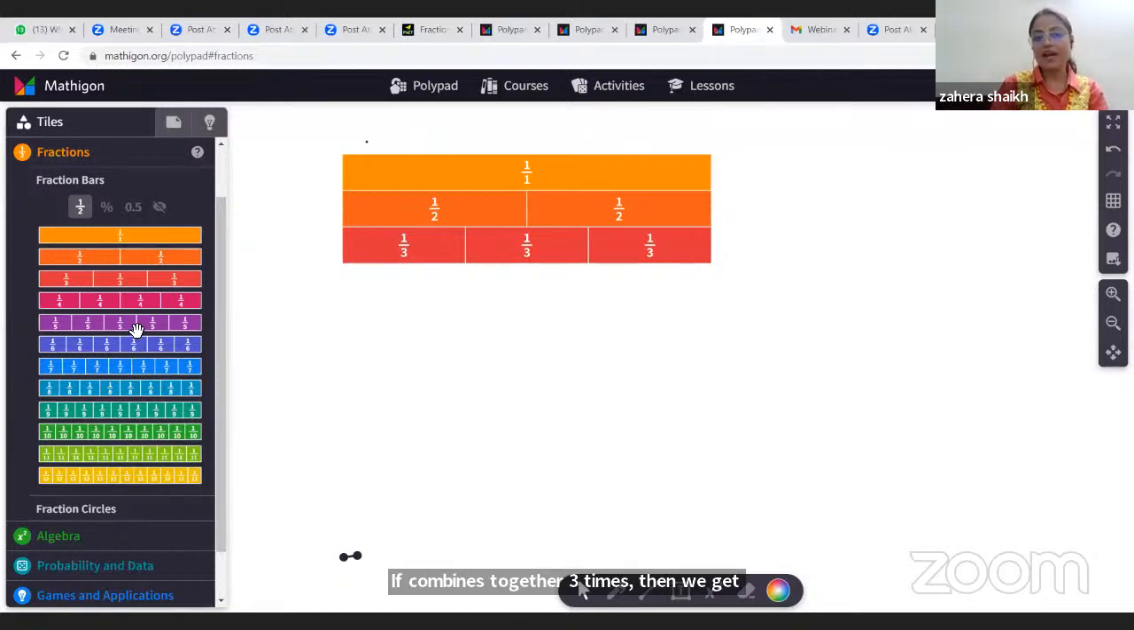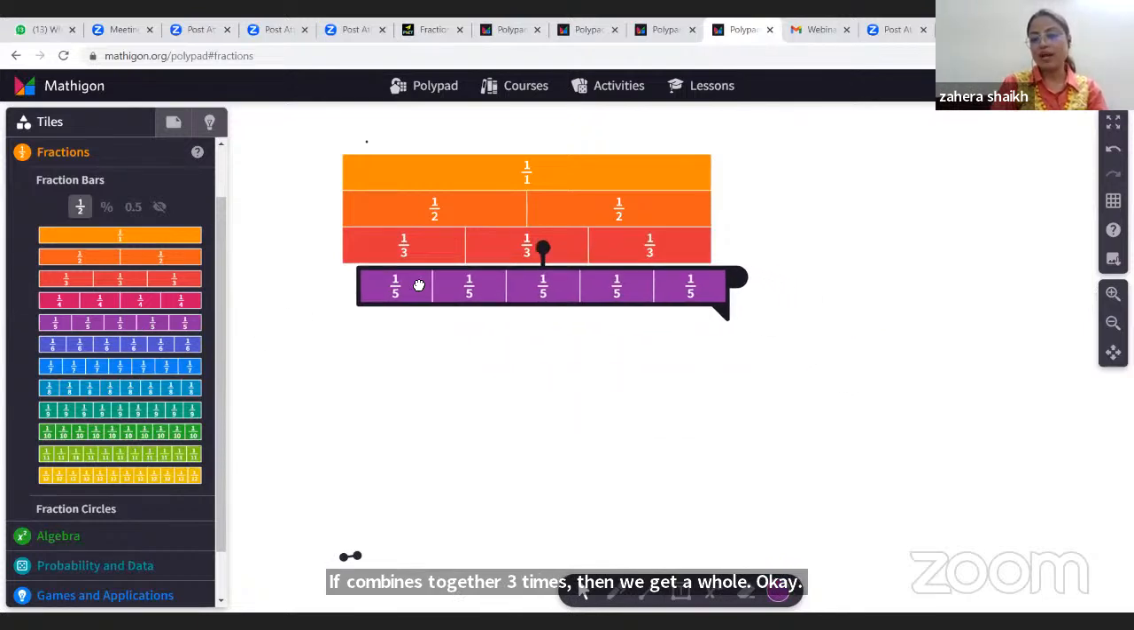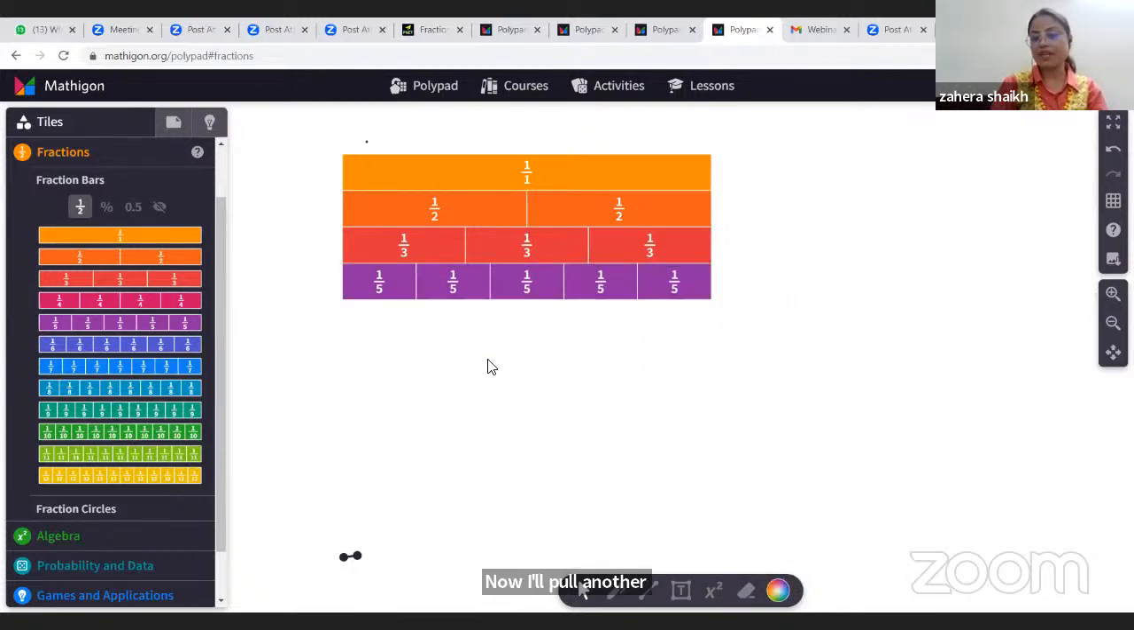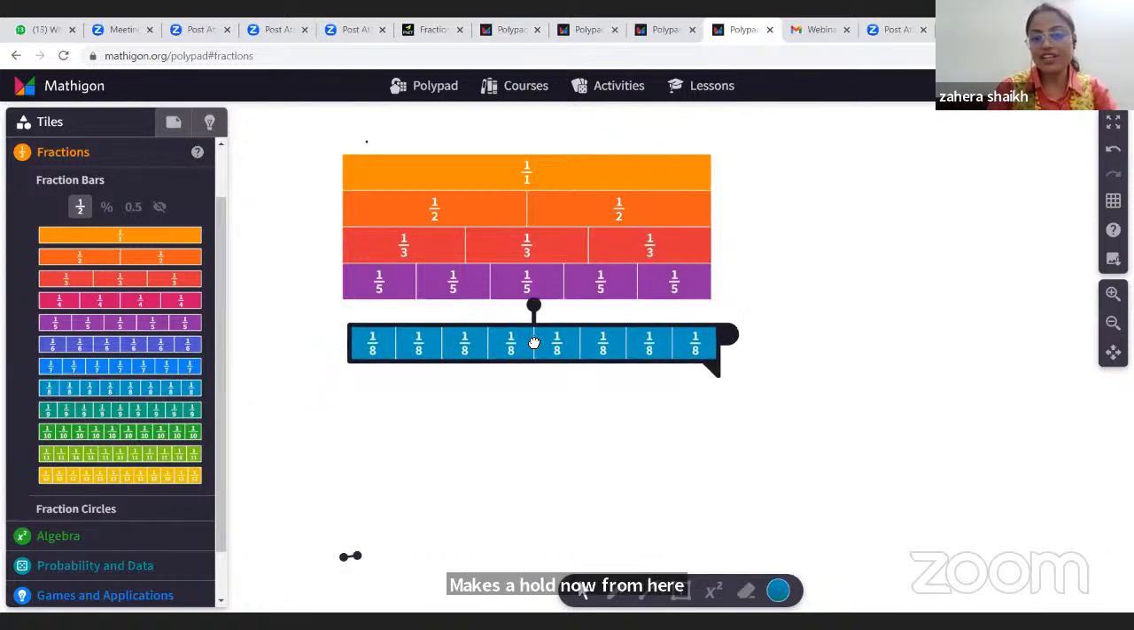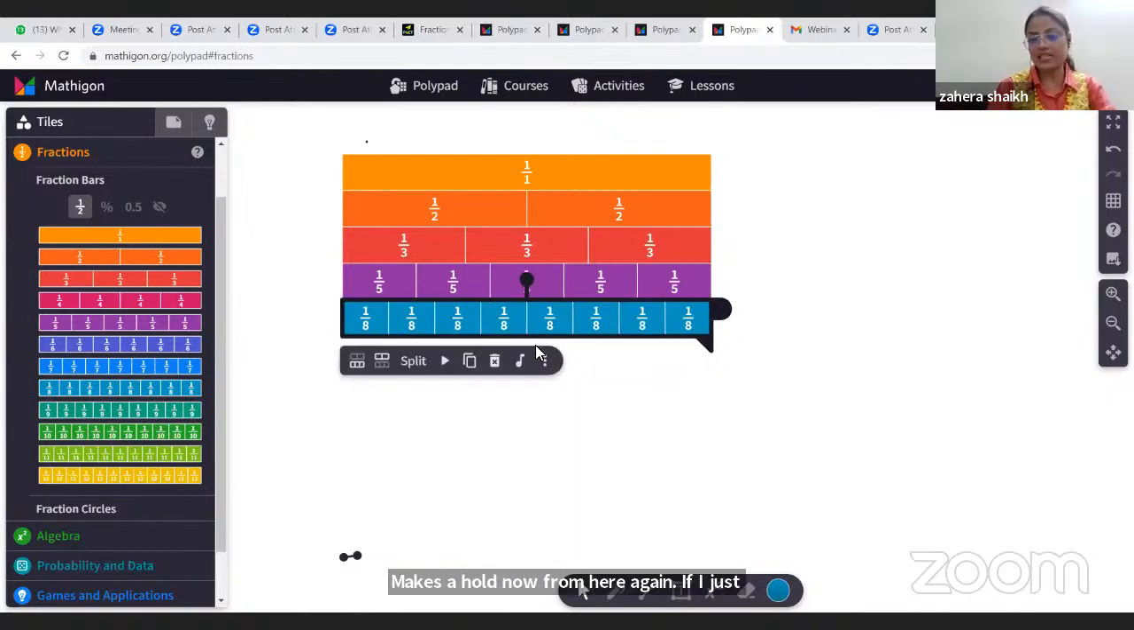Okay. Now I'll pull another tile. So now, what do you understand by this? Again, same thing. I can say that this is nothing but 1 of 1/5 part, right? So 1 tile of 1/5, and all 5 tiles of 1/5 together make a whole. Now, from here, again, if I just drag 1/8 and just remove.